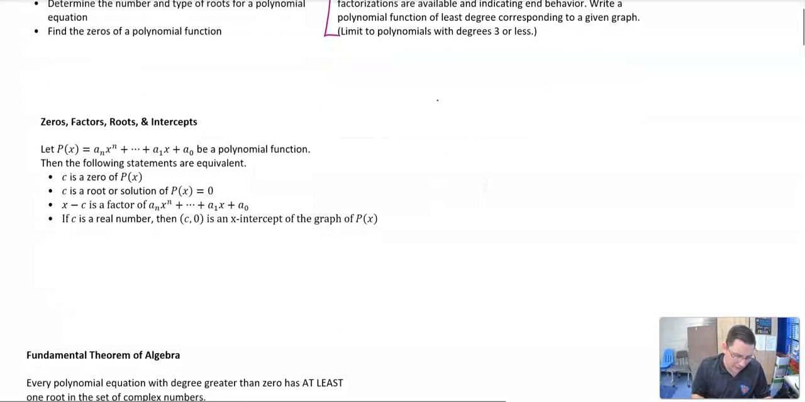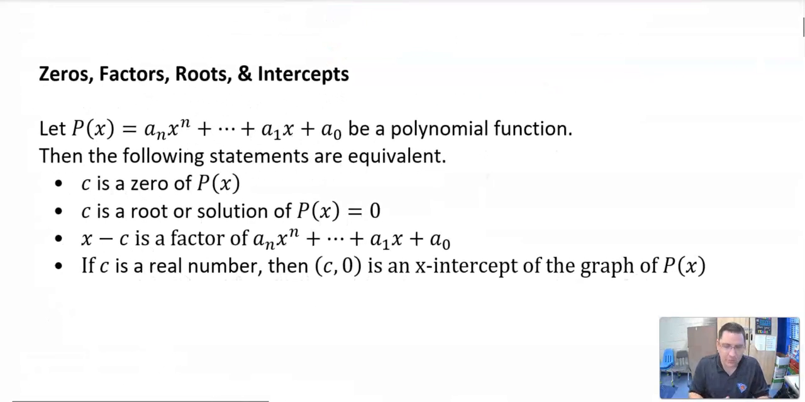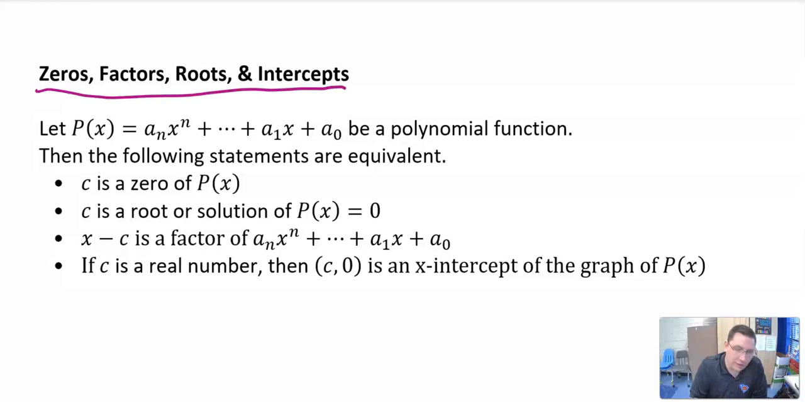So let's talk about some definitions that we need to know first. Zeros, factors, roots, and x-intercepts. Those four words we've been talking about as interchangeable throughout this unit. Remember that the zero is technically a part of a function. A zero is when we set p of x equal to 0. A root is the solution of when we set it equal, right? So x equals something, that is the root, in other words, the solution.